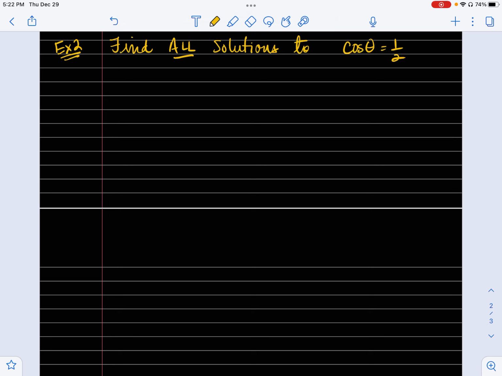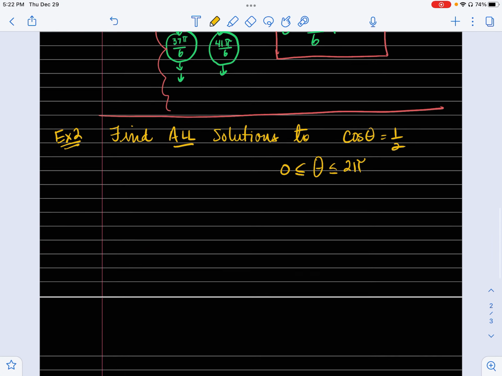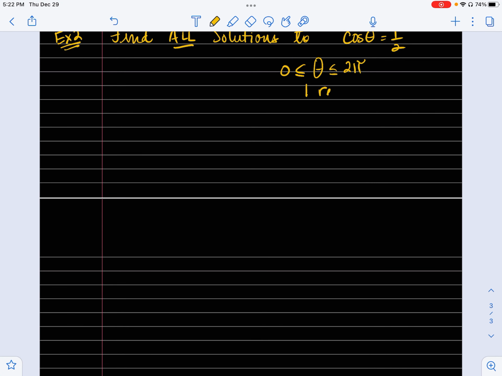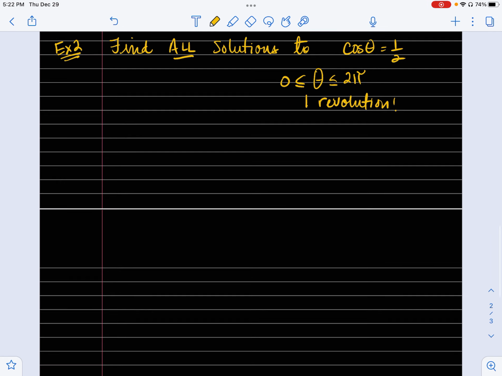Hey, here's another example. Find all solutions to cosine theta equals half. Now, we're still under the trig equations. That's my second example. Clearly, the question says find all solutions. So number one, we're not restricted to any domain. It's not demanding that your answer be between 0 to 2 pi, because this would reflect one revolution. But it's not restricting me to that, which means most likely there are going to be an infinite number of solutions. So let's go ahead and find them.